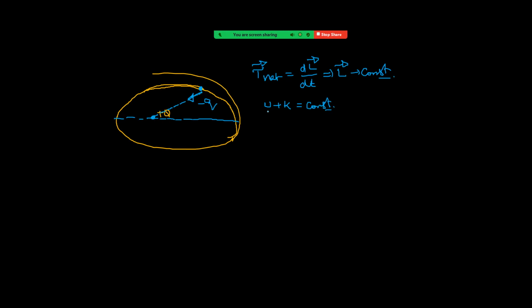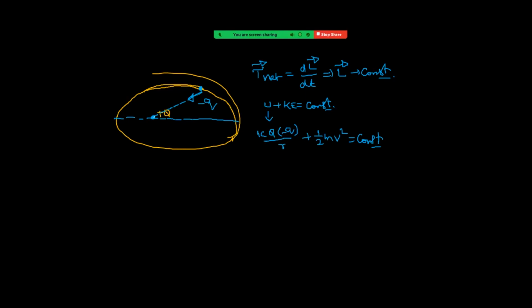Okay. Coming to potential energy, it is K into Q into minus q by r. This K stands for 1 by 4 pi epsilon naught, and this is kinetic energy, Ke. Plus Ke, I can write here, half mv square, equal to constant. See, from this what we can say.